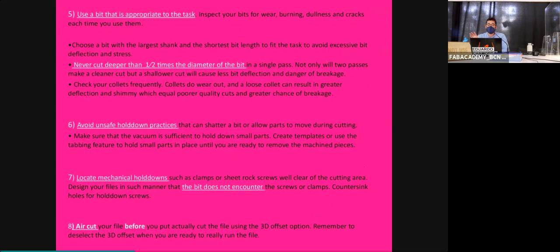Use the proper end mill and avoid unsafe hold-down practices. It means hold your material properly. One screw doesn't hold anything. You use at least 4 screws, one on each corner of the material, at least. And always air cut. This we will go into in depth, Giuseppe, with how to use the machine properly.